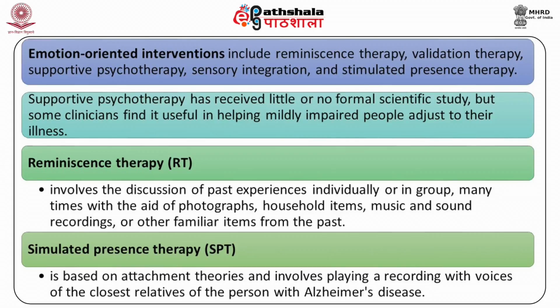The emotion-oriented interventions include reminiscence therapy, validation therapy, supportive psychotherapy, sensory integration, and simulated presence therapy. Supportive psychotherapy has received little or no formal scientific study, but some clinicians find it useful in helping mildly impaired people adjust to their illness. Reminiscence therapy, or RT, involves the discussion of past experiences individually or in a group, sometimes with the aid of photographs, household items, music and sound recordings, or other familiar items from the past.